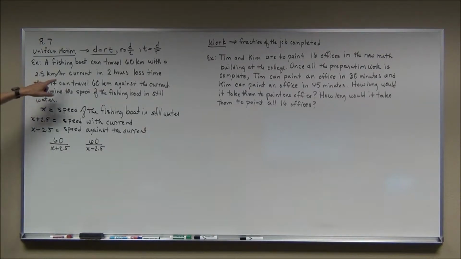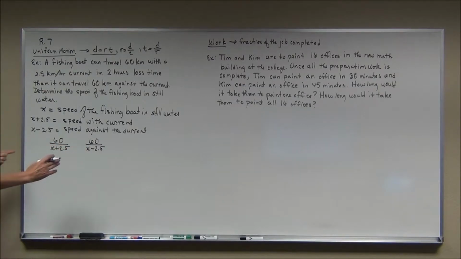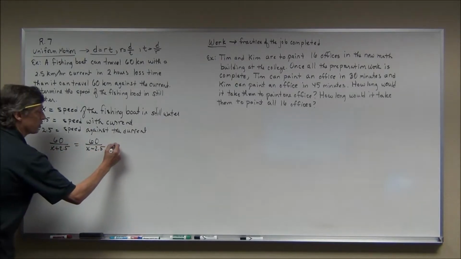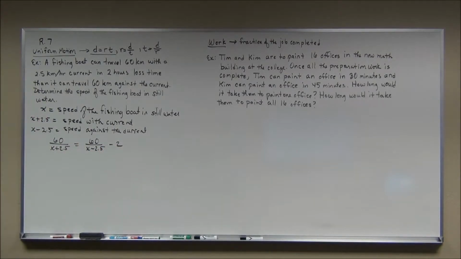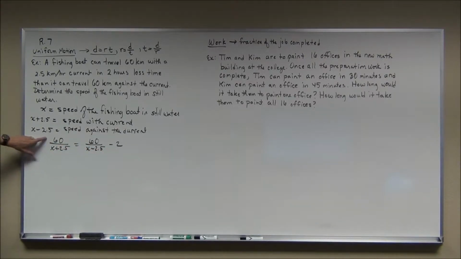Now remember, it says here it takes 2 hours less with the current than it does against. So these are not equal amounts. One of these is 2 more than the other. When you are dividing by a smaller number, this amount is bigger. So these are only equal if I subtract the 2-hour difference in time. So the time that it takes for the boat to travel 60 kilometers against the current minus 2 would equal the time it takes for the fishing boat to travel 60 kilometers with the current pushing along.